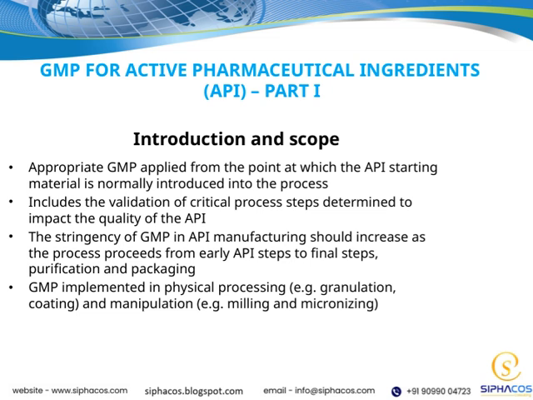In summary, GMP for active pharmaceutical ingredients is a comprehensive approach that starts right from the initial raw materials and extends through every step of manufacturing, especially as the process advances toward the final, purified, and packaged product. This ensures we deliver safe, effective, and high-quality APIs to patients.